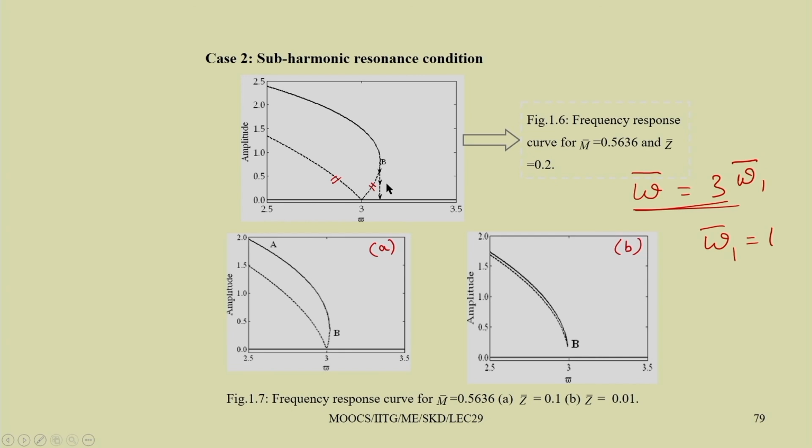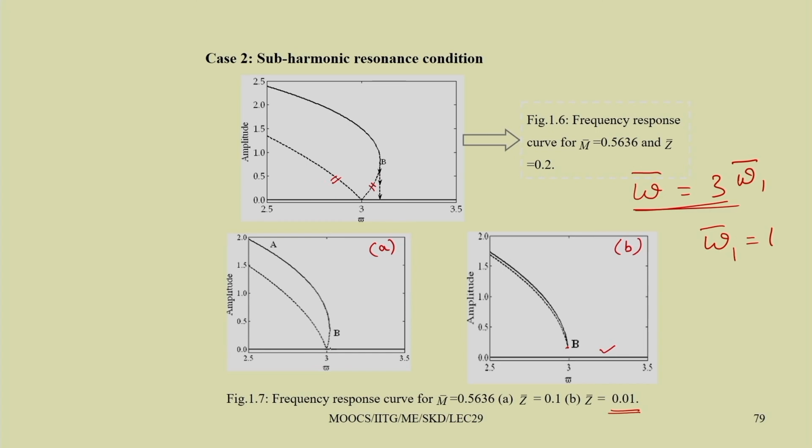So, here z bar equal to 0.2, in this case z bar equal to 0.1, and in this case z bar equal to 0.01. That means for a very small value of the amplitude of external excitation, you can have the trivial state. The trivial state and non-trivial state do not coalesce at this point 3. You clearly have a saddle node bifurcation point here, and by increasing this z bar, you can see this single saddle node point.